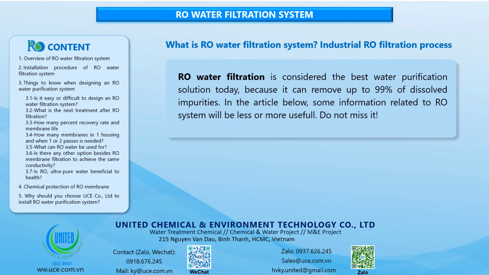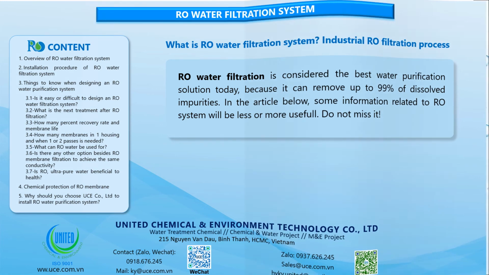What is RO water filtration system? Industrial RO filtration process. RO water filtration is considered the best water purification solution today, because it can remove up to 99% of dissolved impurities. In the article below, some information related to RO system will be more or less useful. Do not miss it.